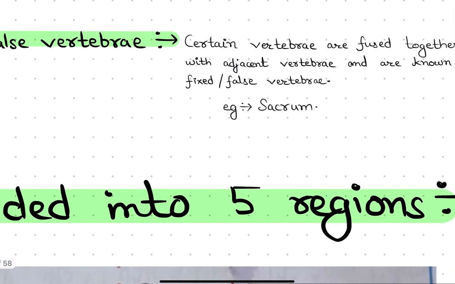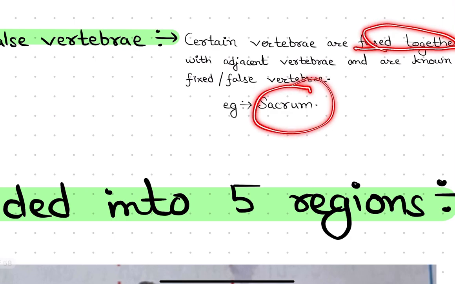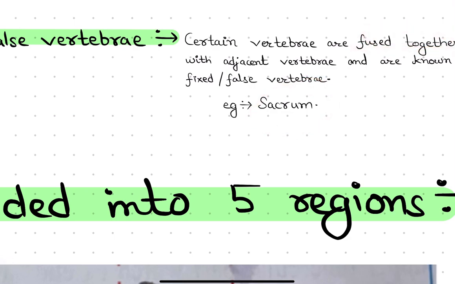But what are these false vertebra? These are fused, like in sacrum bone. Many vertebrae are fused, so they are false vertebra.